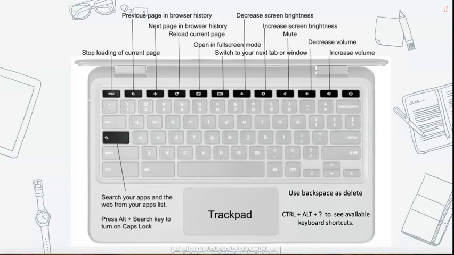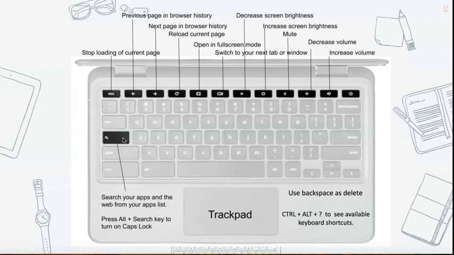Also, on your keypad, if you look down here, you have this magnifying glass, so you can click that to search directly for any of the apps that you may have on your Chromebook. And also, if you press Alt plus the search key at the same time, that will turn on the caps lock, because you don't have a button for that.